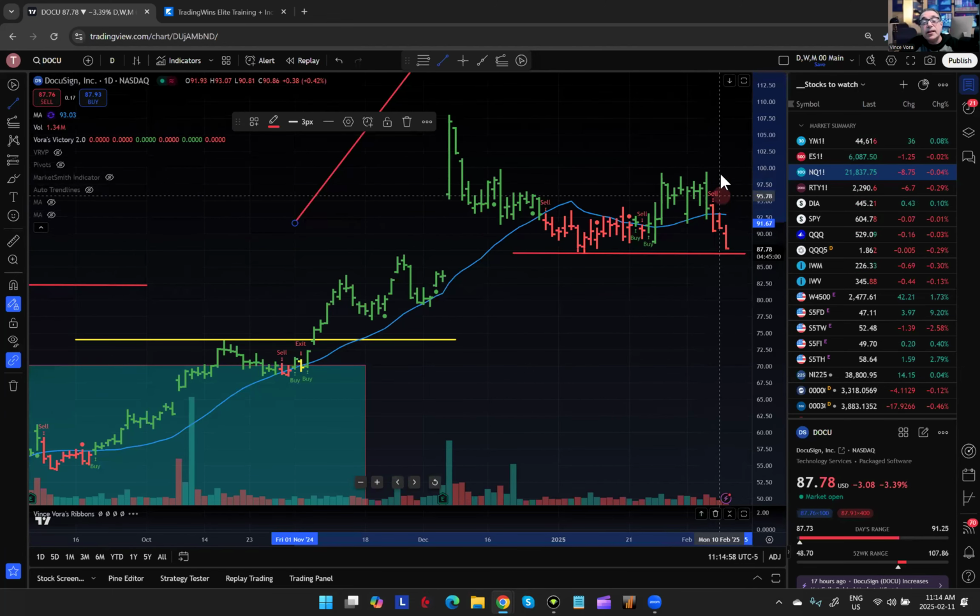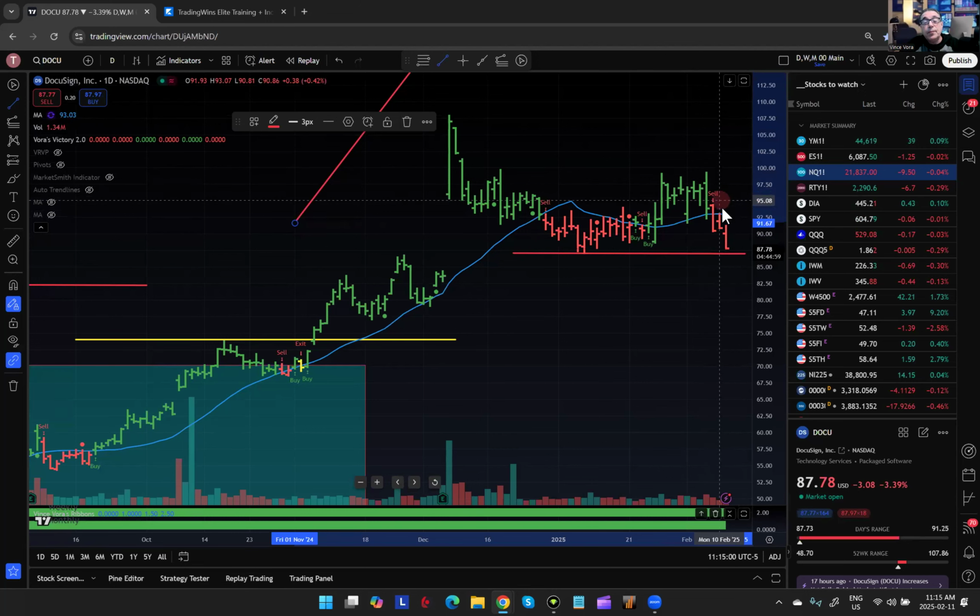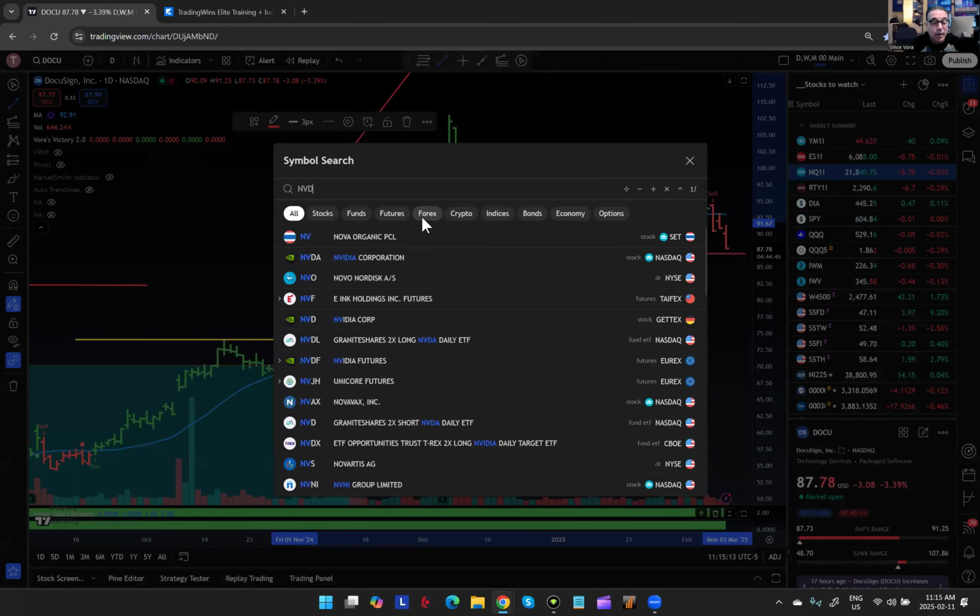But we would need to see the daily back above the 20 again. So if this holds support and bounces, when it moves back above the 20 here, starts to slope higher, we're good to go to the long side on DocuSign. That's the way I read that one.